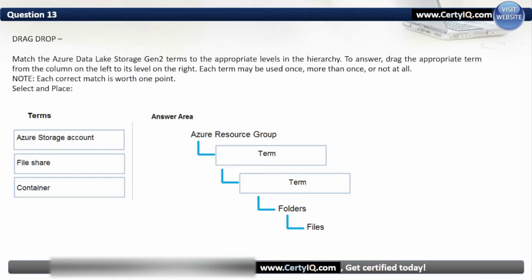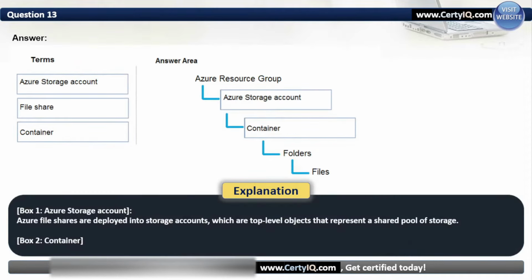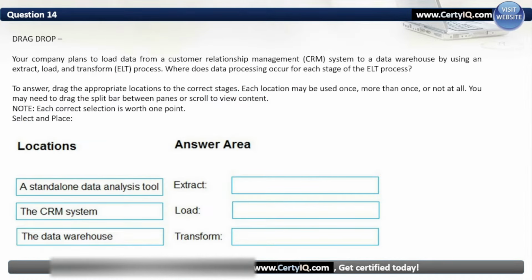To the answer area, Azure Resource Group. To the next level, the correct term is Azure Storage Account. Then moving on to the next level, the correct term is Container. Then folders and files. About box 1, Azure file shares are deployed into storage accounts, which are top level objects that represent a shared pool of storage.